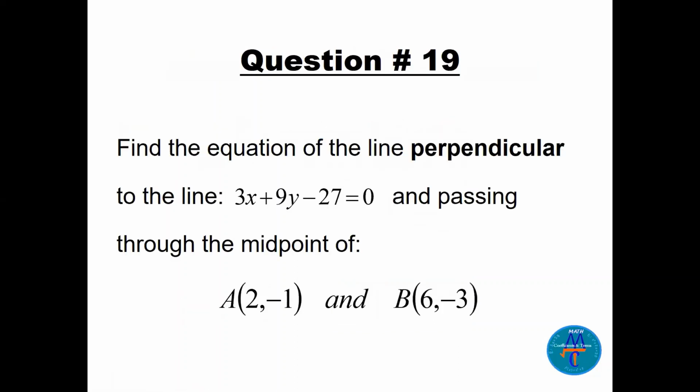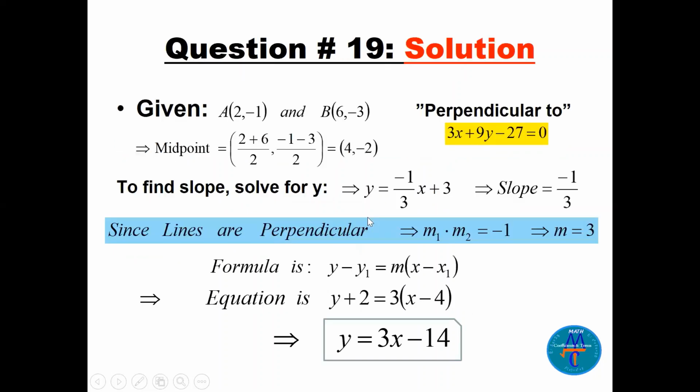Find the equation of the line perpendicular to this line and passing through the midpoint of A and B. So we know our line will pass through the midpoint of AB. So we have to find the midpoint, capital M maybe we can call it. And then this line here, perpendicular to this line, 3x plus 9y minus 27 is equal to 0. You can make a sketch if you like.